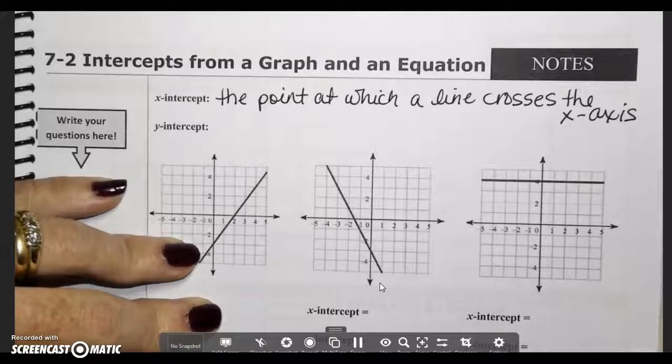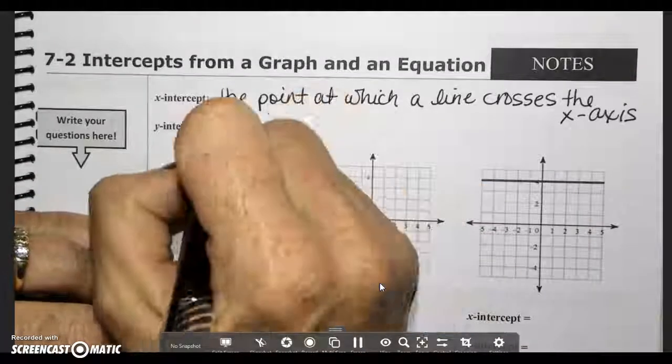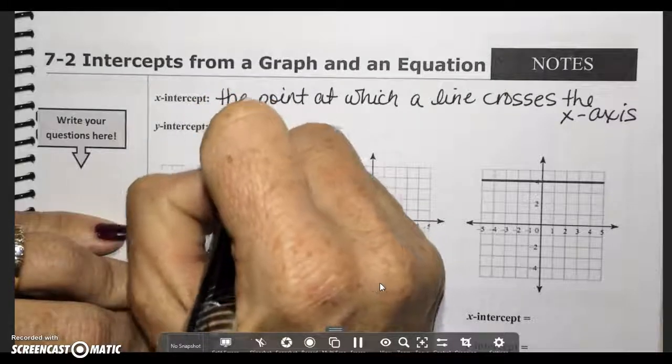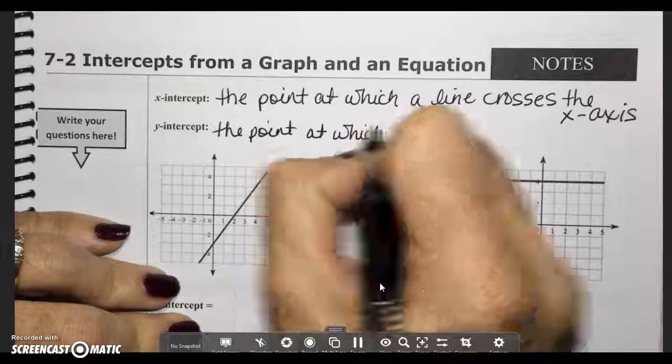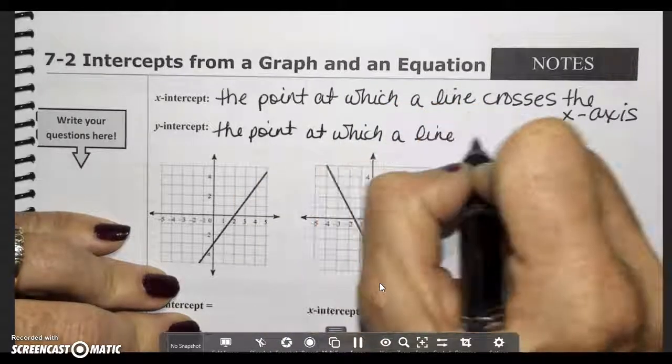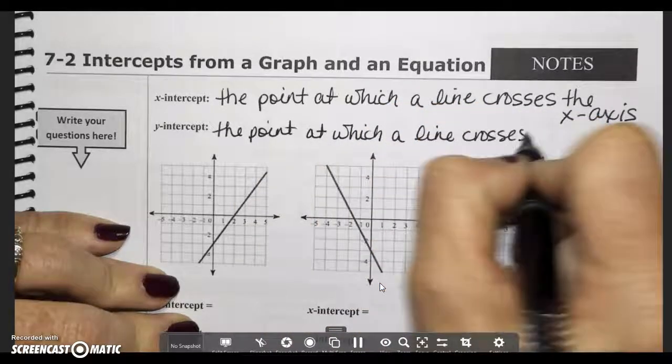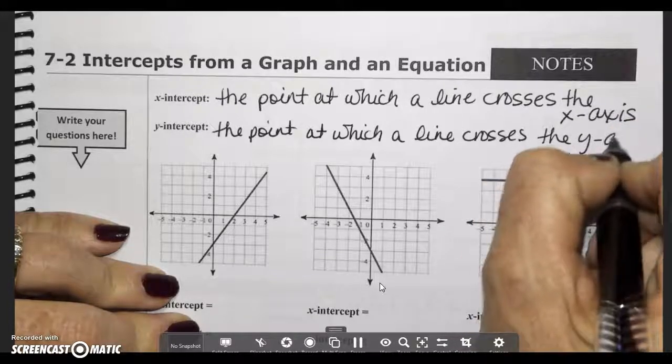What do you think the y-intercept is? The point it crosses the y-axis. Very good. The point at which a line crosses the y-axis.